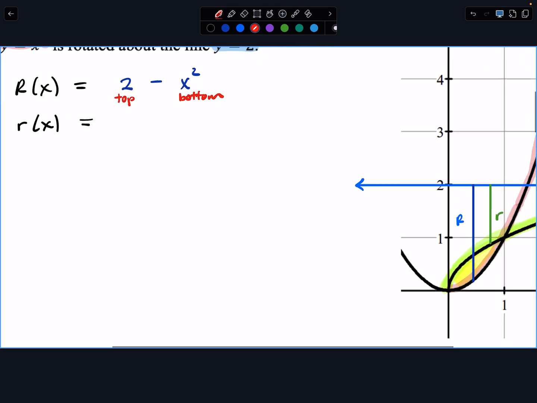And then if I look at the little radius, what's the top function? The line or the square root? The line. So it's going to be 2 minus square root of x. So top minus bottom. Does that make sense?